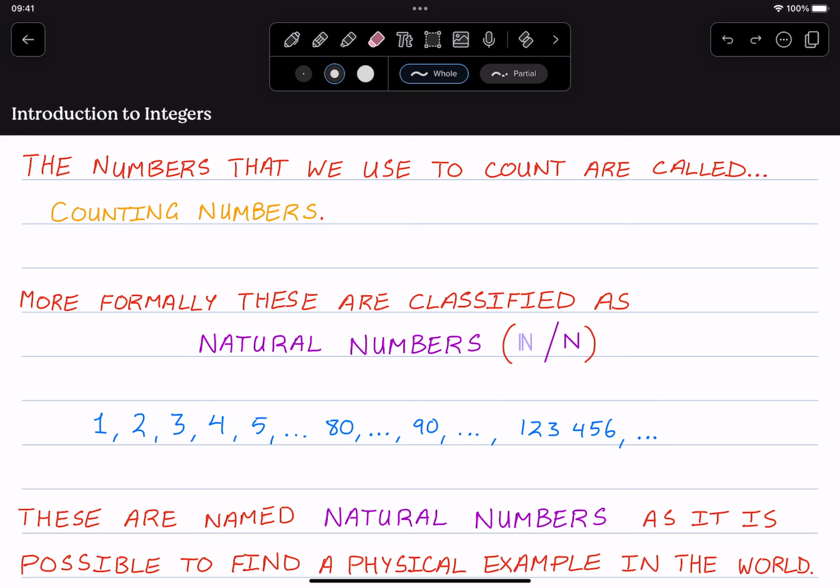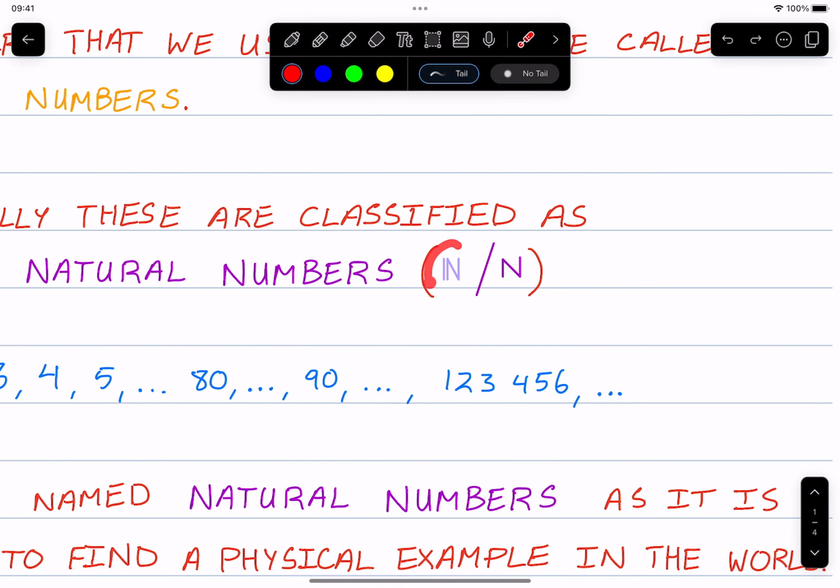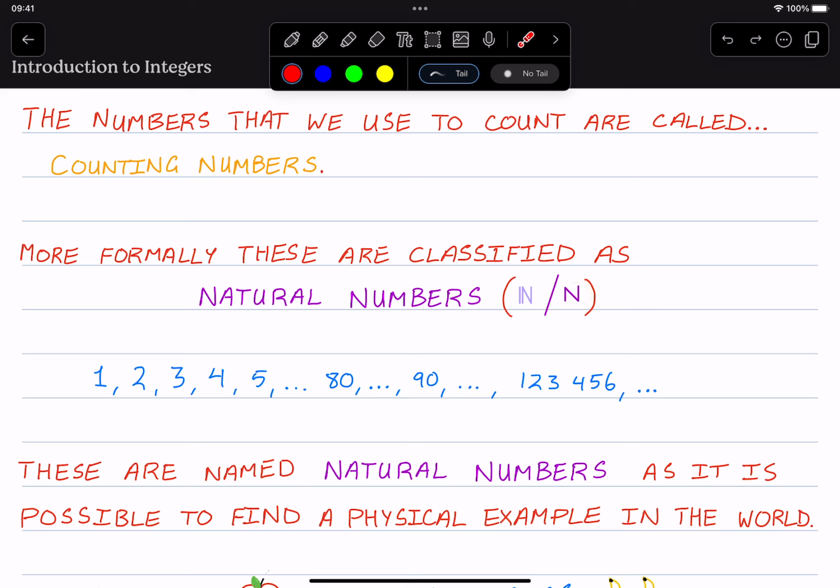The numbers that we use to count are counting numbers. More formally, these are classified as natural numbers. The symbol that we use for natural numbers is this fancy looking N. I've just written it here as just N. Examples of natural numbers or counting numbers are 1, 2, 3, 4, 5, every number 80, 90, 1000, 123,456, etc.